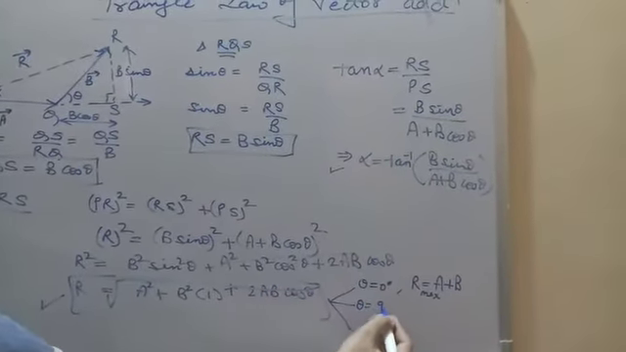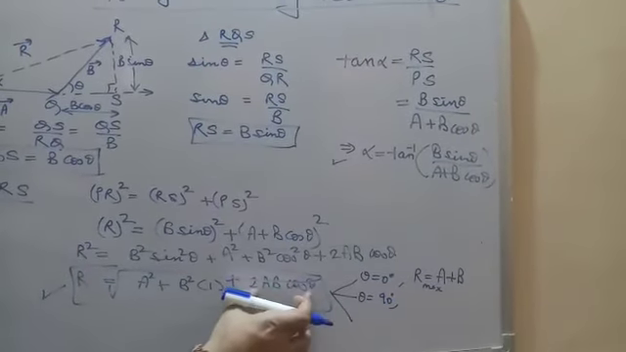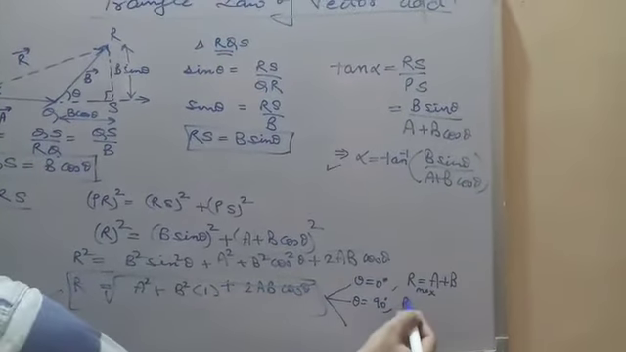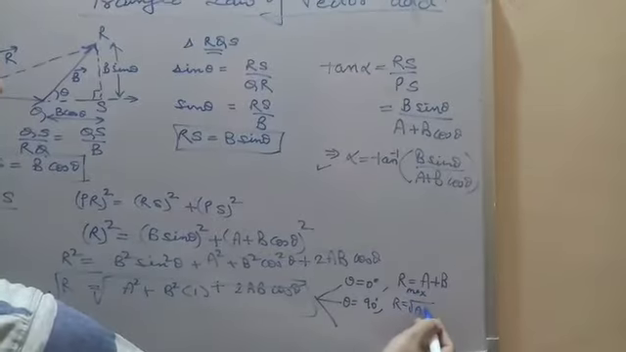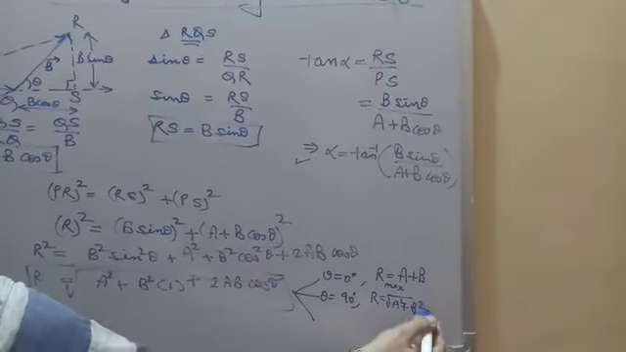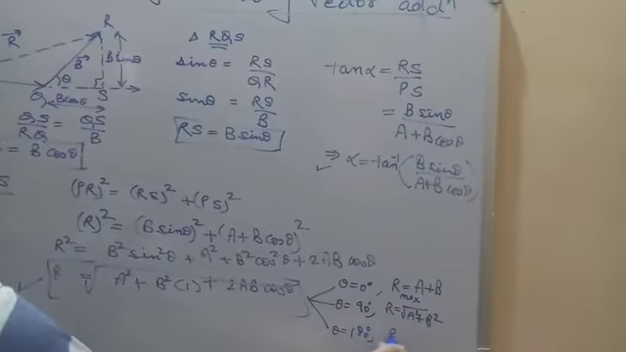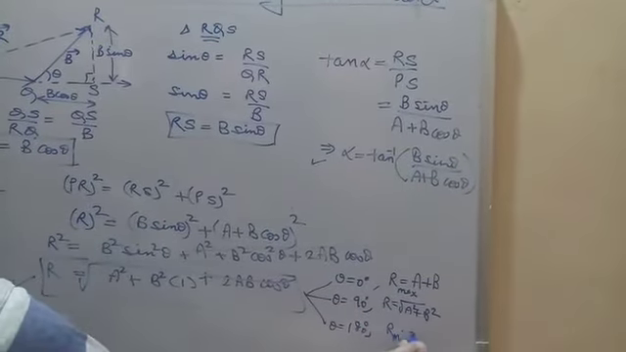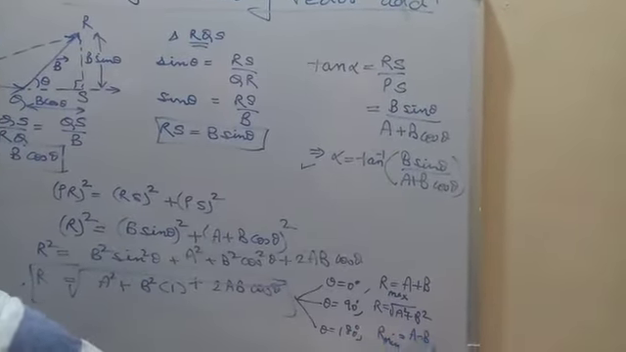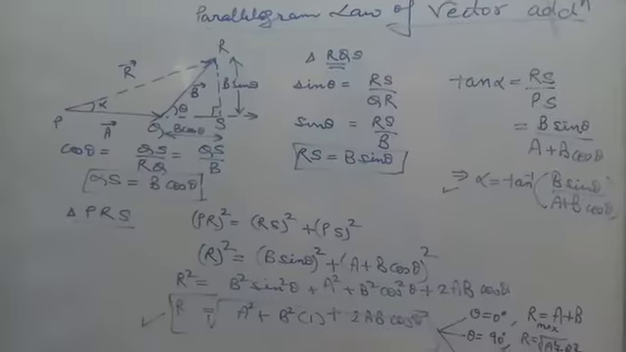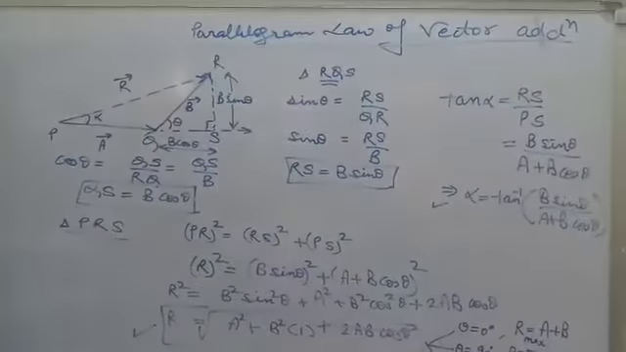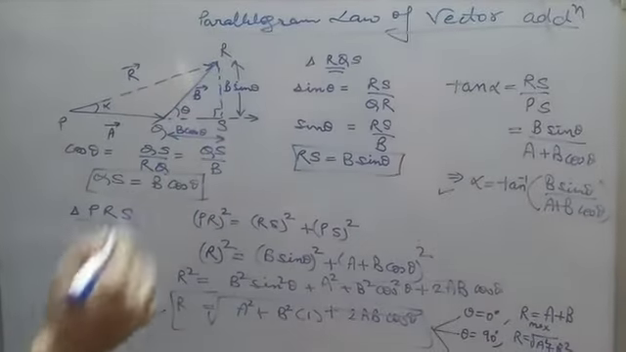If you take theta as 90 degree, cos 90 becomes 0, so that you get R under root A square plus B square. And if you take theta as 180 degree, you get R minimum, A minus B, because cos 180 is minus 1.